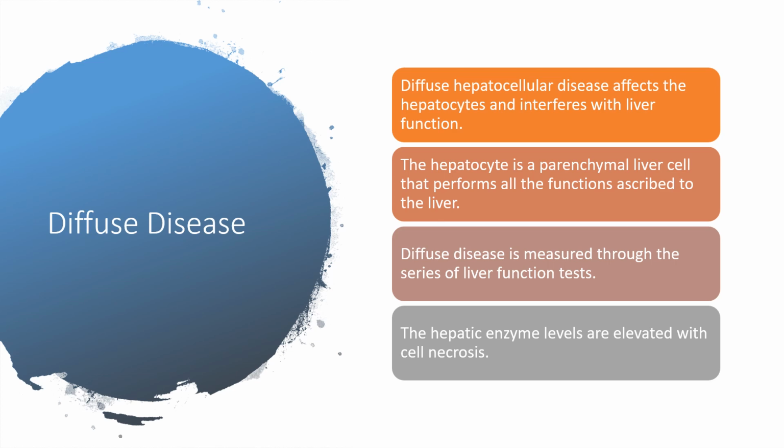But all of them, the hepatocellular diseases, are going to affect the hepatocytes and interfere with liver function. The hepatocyte, you'll recall, is the liver cell, and it performs all of the functions that are ascribed to the liver. So diffuse disease is measured through a series of liver function tests. You'll recall we talked about those. There were the AST, the ALT, the alkaline phosphatase, and the bilirubin, both conjugated and unconjugated. Those hepatic enzyme levels will be elevated with cell necrosis.